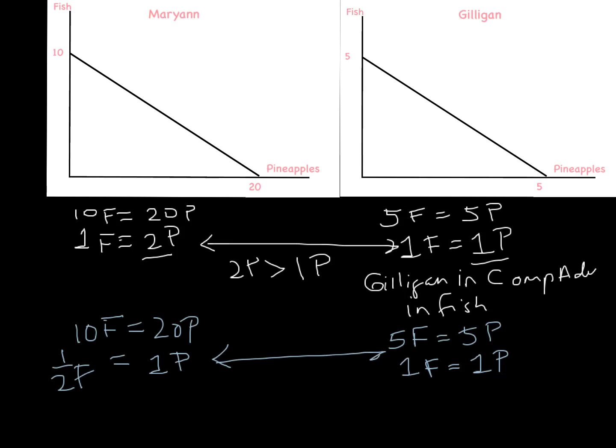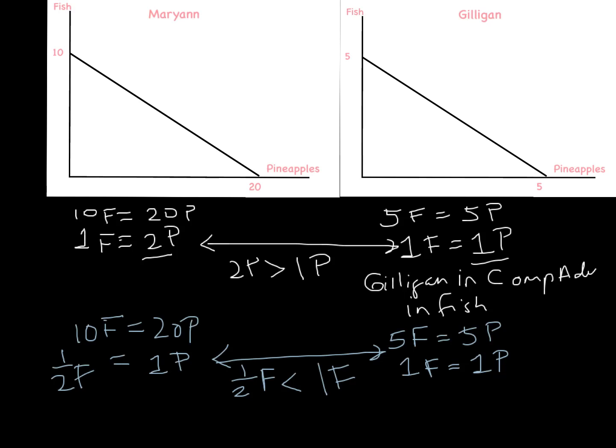If we compare the two, the cost of a pineapple for her is 1/2 a fish, which is less than the cost to him of a pineapple, which is giving up 1 fish. So she has the comparative advantage in pineapples. He has the comparative advantage in fish because it costs him 1 pineapple, not 2. She has the comparative advantage in pineapples because she gives up half a fish and he gives up 1 fish. So this is a good technique for finding out who has the comparative advantage, and then each person will specialize in the thing they have the comparative advantage in.